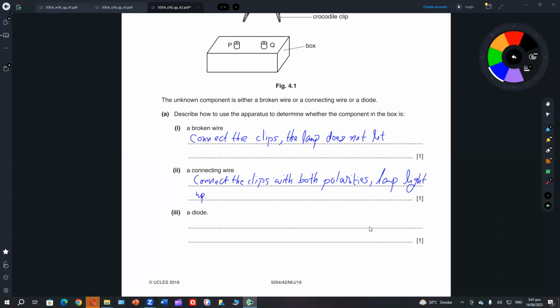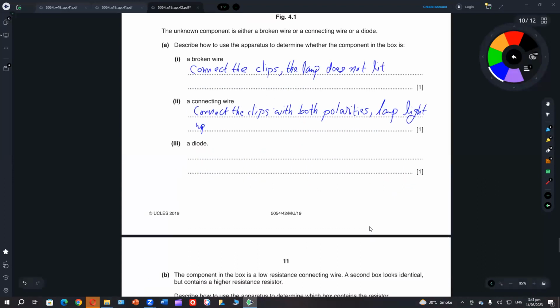I have written that I should reverse the polarity. I should reverse the polarity and the lamp will light up on both polarities. A diode.